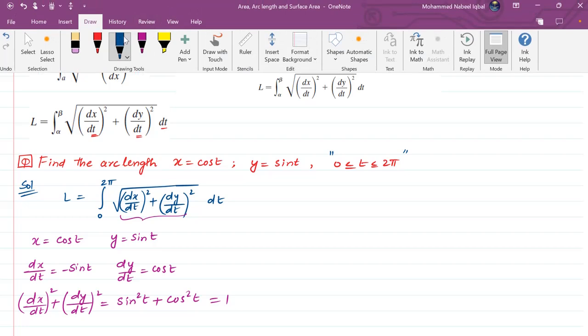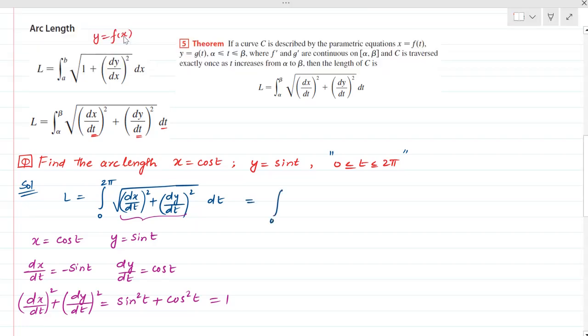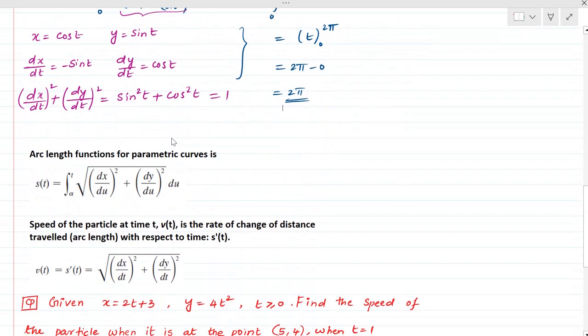Now when I substitute in the integral, the integral becomes 0 to 2 pi. Within the root, the value will be equal to 1 as per this, into dt. So when you integrate, it becomes t from 0 to 2 pi. When you substitute the upper and lower limits, it is 2 pi minus 0, which equals 2 pi. So this is the arc length. This is the same thing we have here.